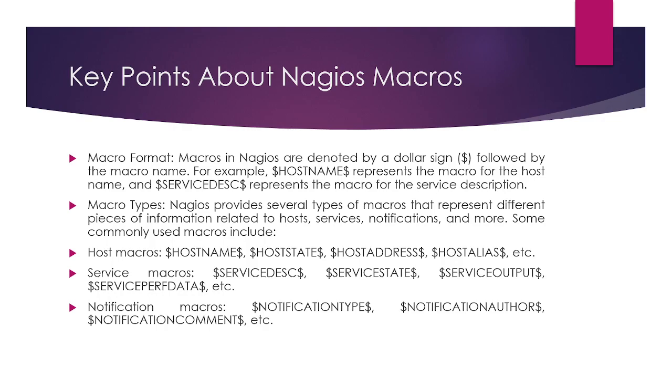Macro types. Nagios provides several types of macros that represent different pieces of information related to hosts, services, notifications, and more. Some commonly used macros include host macros such as host name, host state, host address, host alias; service macros, service description, service state, service output, service perf data, etc.; and notification macros, notification type, notification author, and notification comments. So these are the key points about Nagios macros.